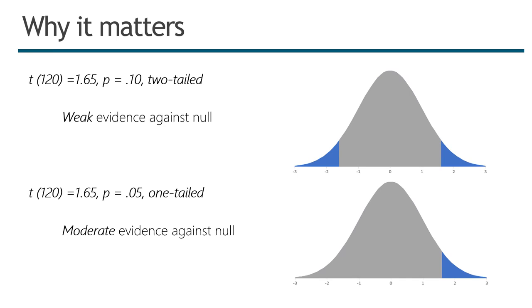Researchers must choose whether they plan to use a one-tailed or two-tailed p-value before they conduct their research. You can see in this example that if I ran a study and got a t-value of 1.65 and I was doing a two-tailed test, the p-value would be weak evidence against the null hypothesis, a p equal to 0.1. However, the same data would yield moderate evidence against the null if I had planned to do a one-tailed test.